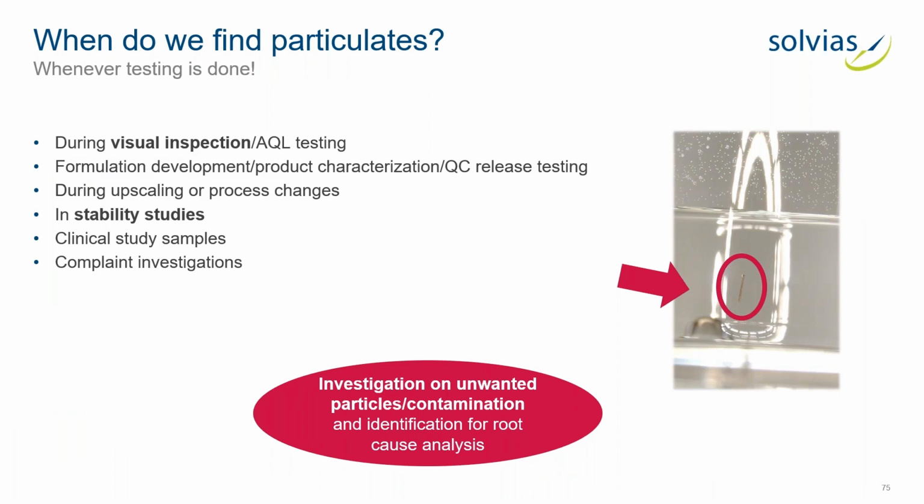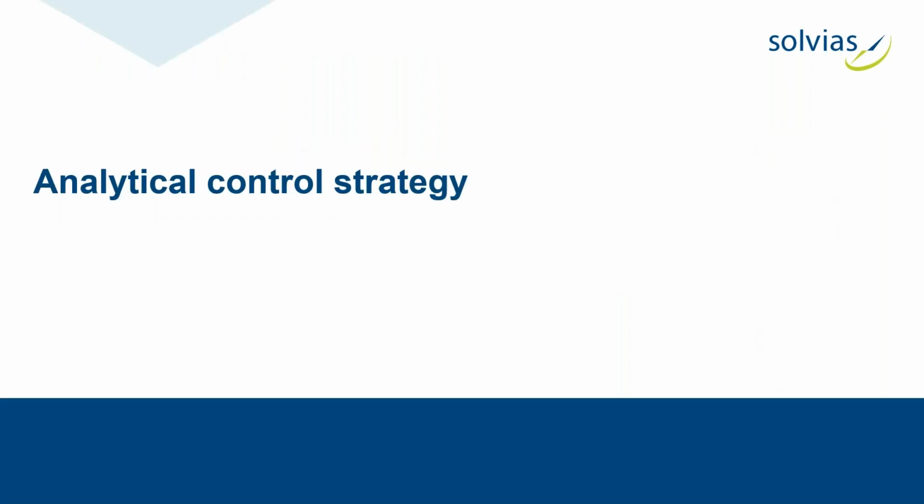When do we find particulates? It's actually whenever testing is done. And it can be very early in formulation development, it can be during stability studies, it can be in release of batches. On the right side, you see an example. It's a fiber in a transparent glass vial. And normally, such a finding would cause some analytical investigation. And all these analytics are usually what goes into the analytical control strategy.